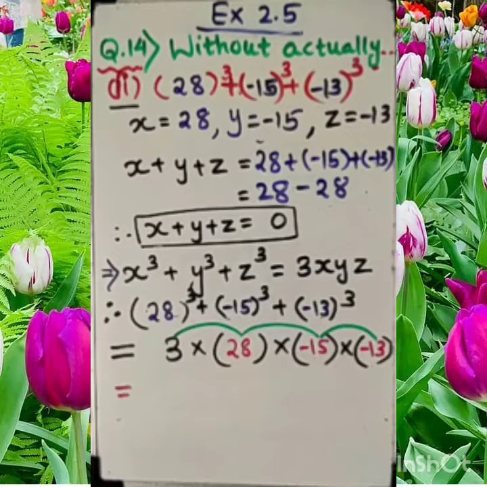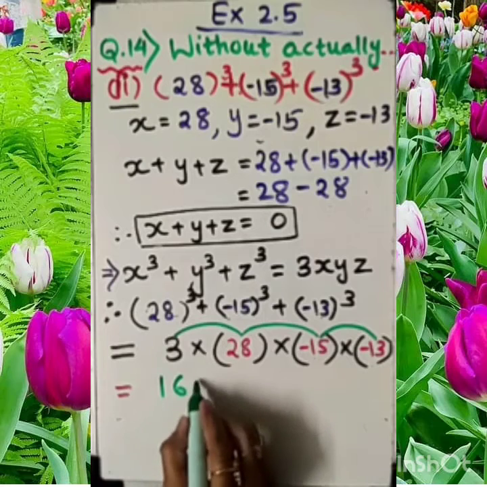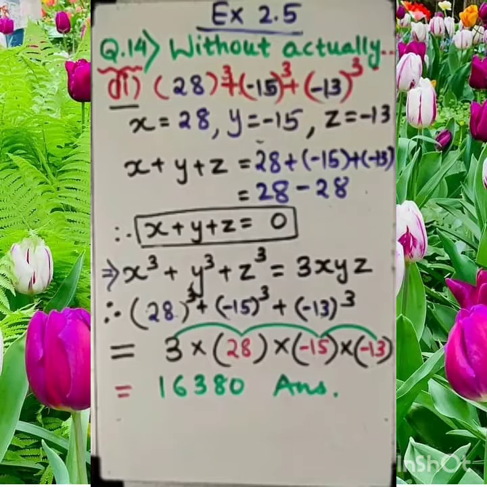The final answer that will come: 15 times 3 is 45, and this is with 13. So my answer is coming here after multiplying this in a rough column. 28 times 3 times 15 times 13 comes 16380. This is the product of all three numbers. This is the solution of the second part of question number 14. I hope it's clear to you.